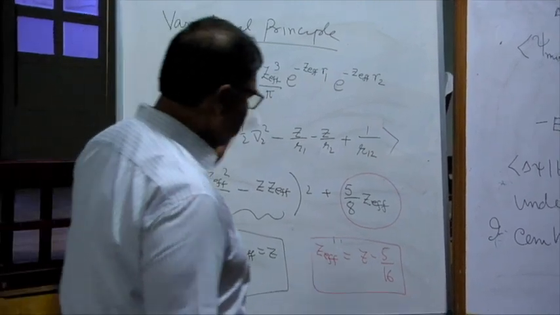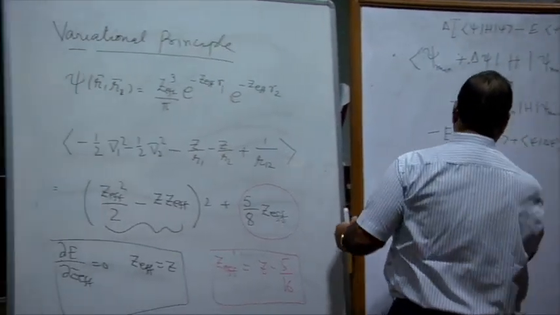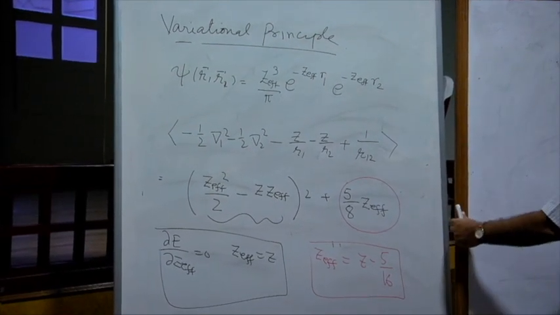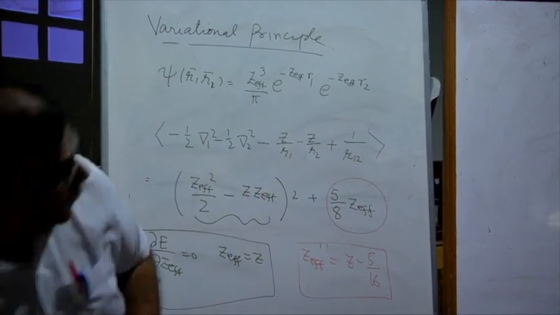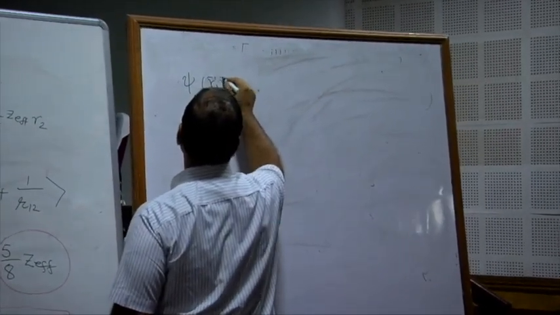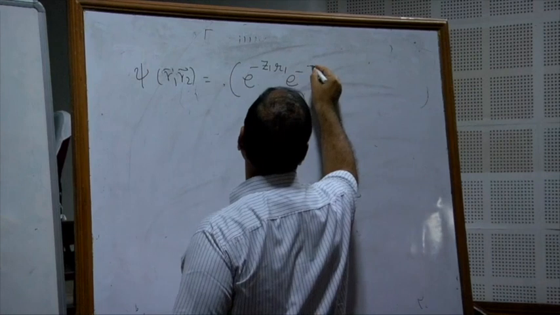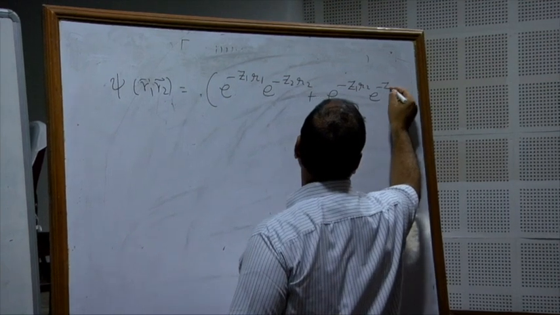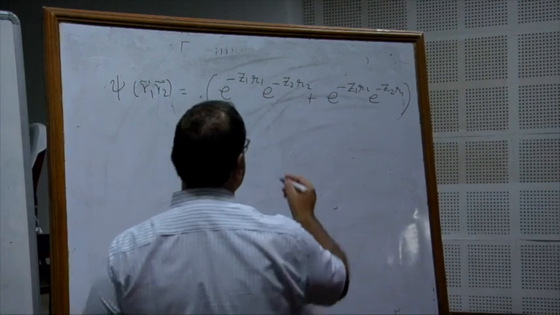That's one, this is a very famous calculation. This is done all the time in the standard textbooks. What is not done is the next one. And that is if I take the wave function psi of r1, r2, and I want to spend some time on this, to be e raised to minus Z1 r1, e raised to minus Z2 r2, plus e raised to minus Z1 r2, e raised to minus Z2 r1. I'm not leaving the next term out, I may even include that.